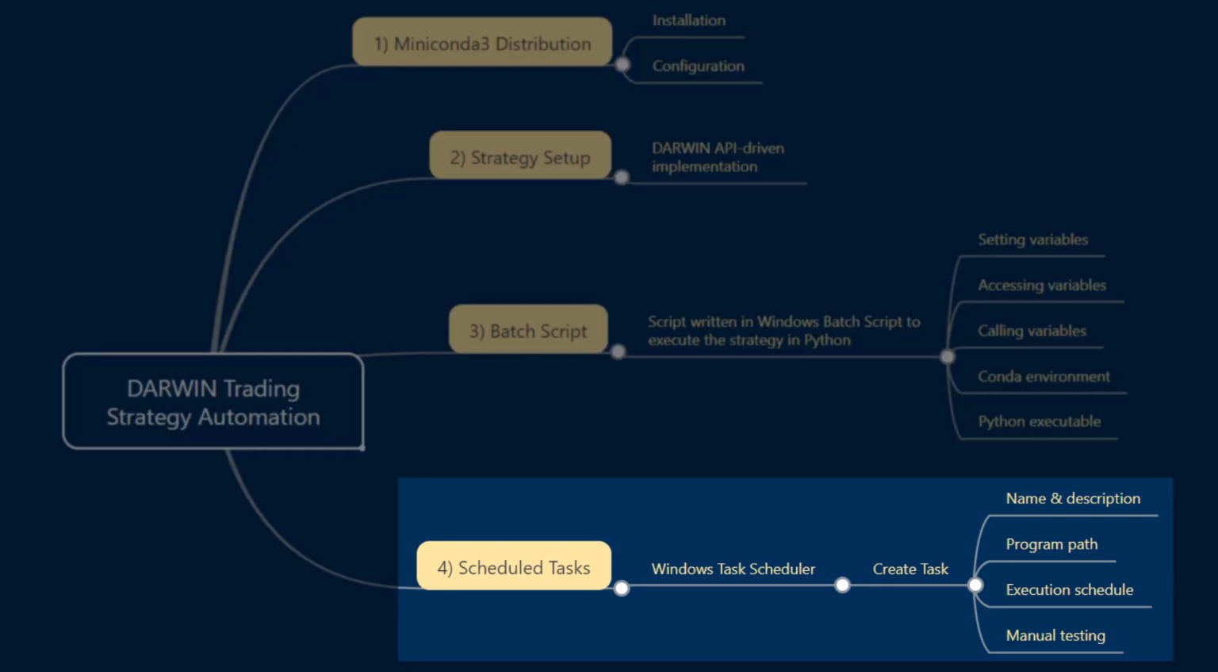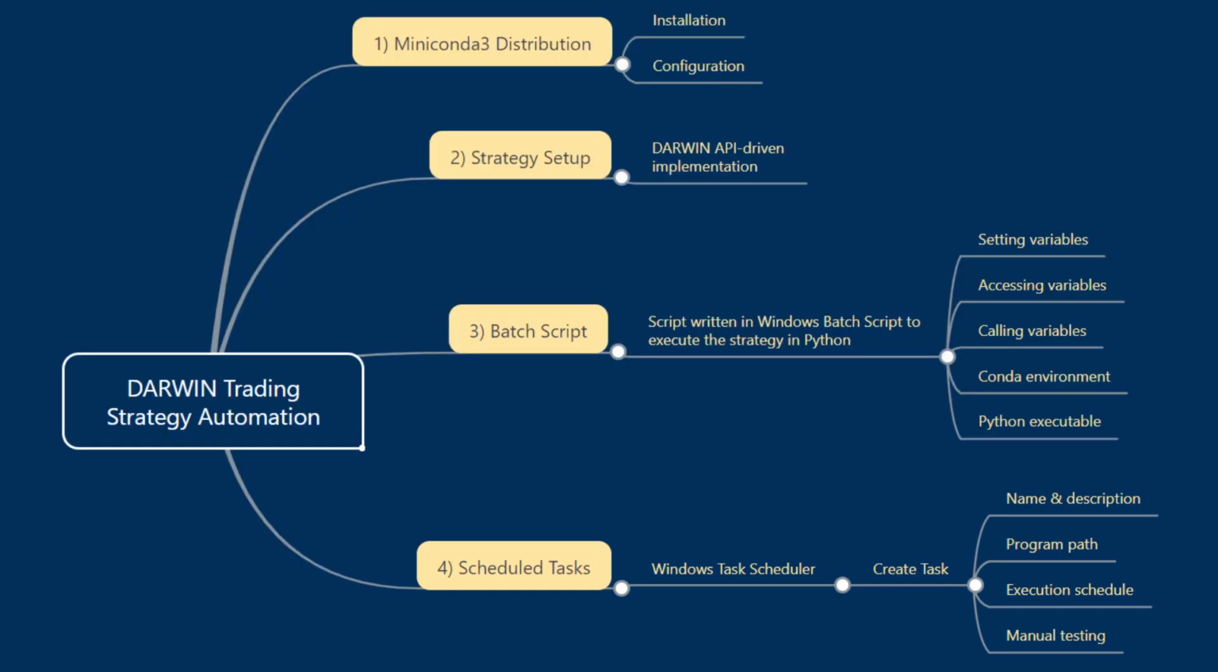And finally, we'll cover scheduled tasks, where we'll use the Windows task scheduler and create ourselves a task with a name and description, a program path to our batch script that we'll have written in the previous tutorial, the execution schedule to set up, and any manual testing that you'd like to do in order to make sure that your scripts will run on time as you've set them in the schedule manually during this testing phase.